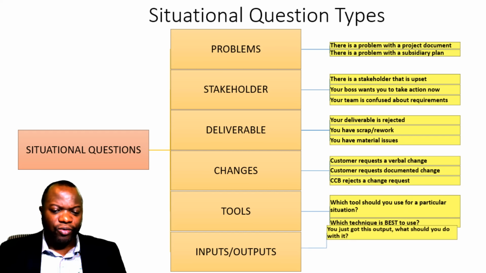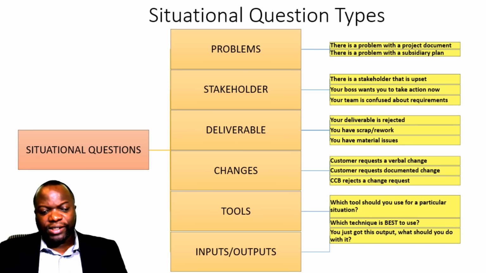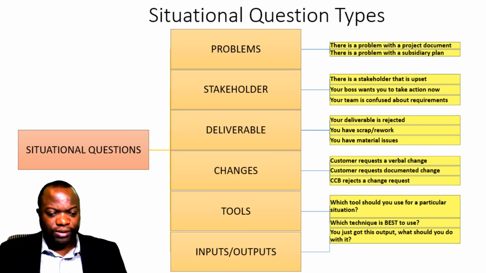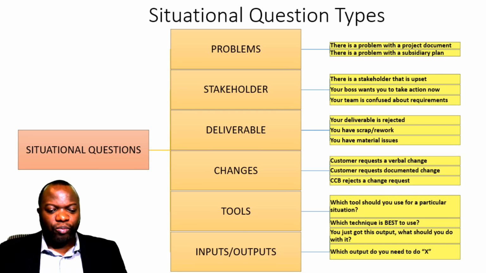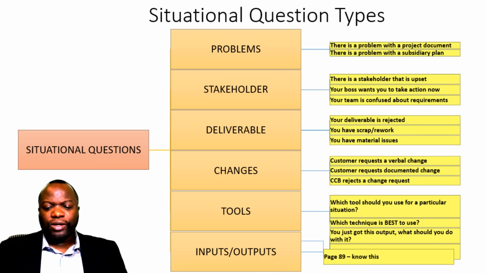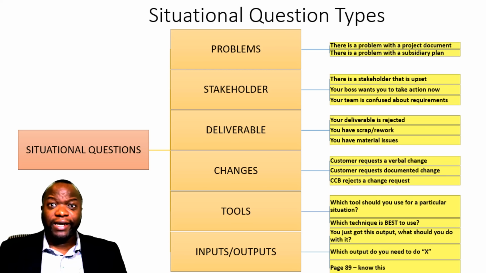You could get situational questions such as, you just got this output, what should you do with it? You got a project charter, where should it go? Or which output do you need from develop project charter to do an effective assumptions and constraints analysis? The answer would be your assumption log. All right, so you need to know all of these bits and pieces. Lastly, page 89, that has got all the project management plan components, project documents, that stuff you need to know it cold. You need to know it really, really well.